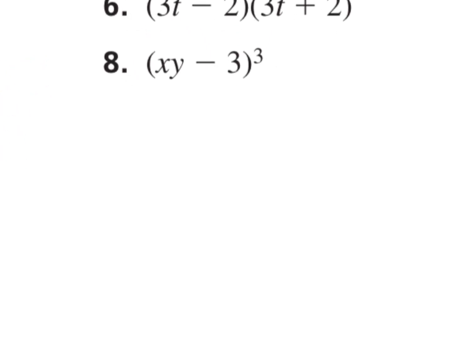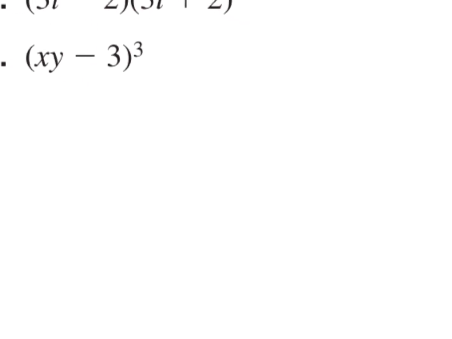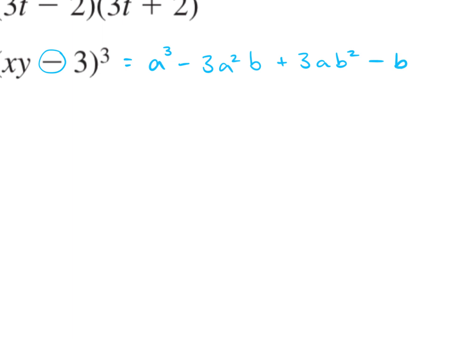So here, we have 3 of them. It'll take a little bit longer to write it out 3 times and cube it, but we're going to use our shortcut. So our shortcut for cubed, when it is minus, is a cubed minus 3a squared b plus 3ab squared minus b cubed. So the signs alternate to help remember the signs. It goes minus, plus, minus.